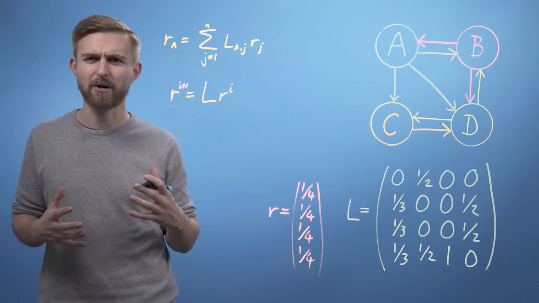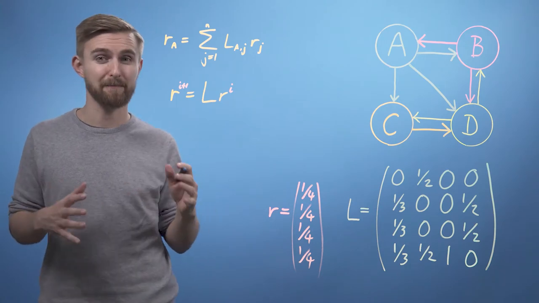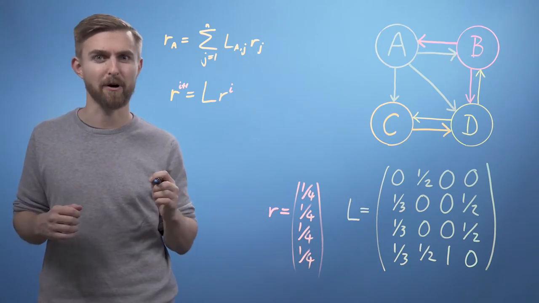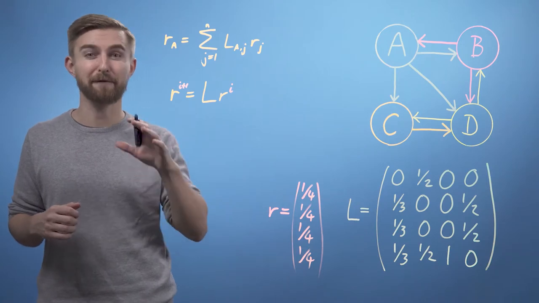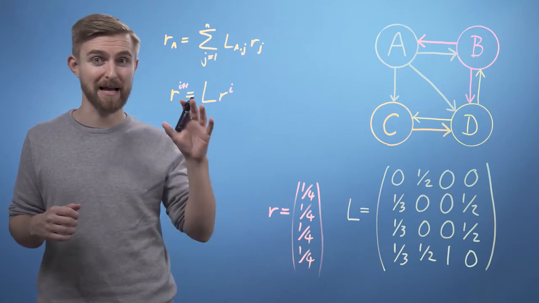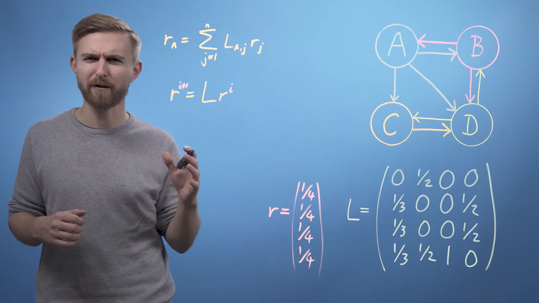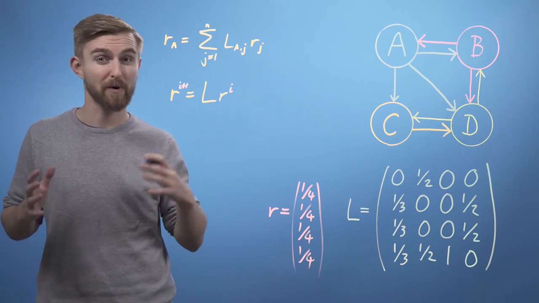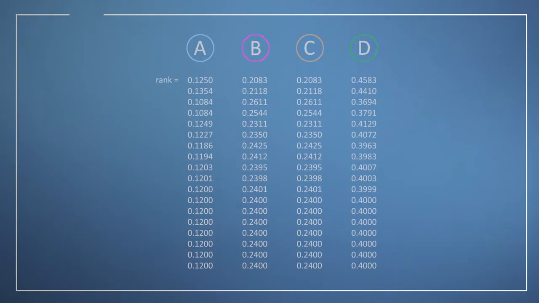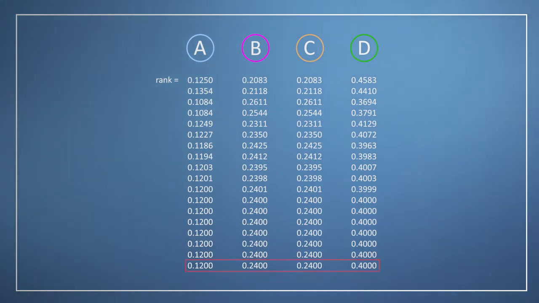So now we have our result, which says that as procrastinating Pat randomly clicks around our network, we would expect them to spend about 40% of their time on page D, but only about 12% of their time on page A, with 24% on each of pages B and C. We now have our ranking, with D at the top, and A at the bottom, and B and C equal in the middle.